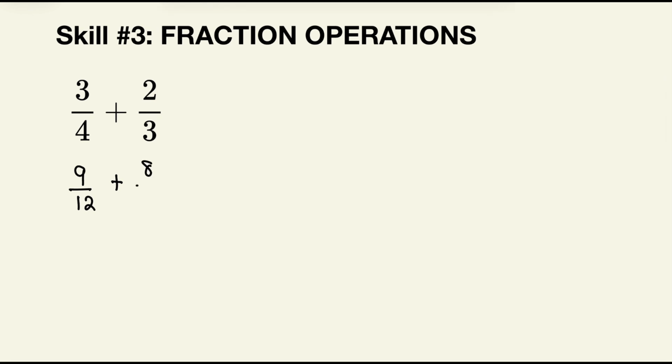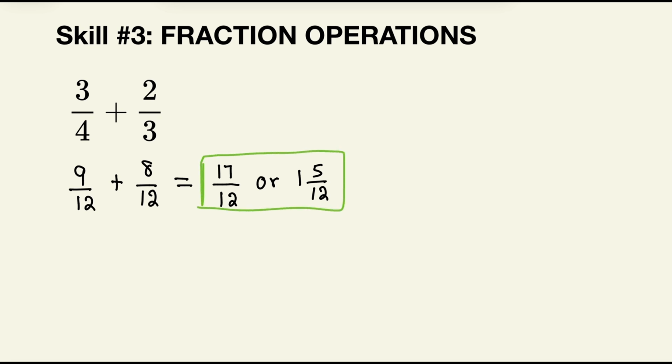So now we can add the fractions because we have the same denominator or common denominators. And so we keep that denominator of 12. Add across the numerators, 9 plus 8 is 17. So the answer is 17/12, or as a mixed number, 1 and 5/12. Final answer. Why it matters? Well, many algebra problems involve fractions. So let's move on to skill number 4.